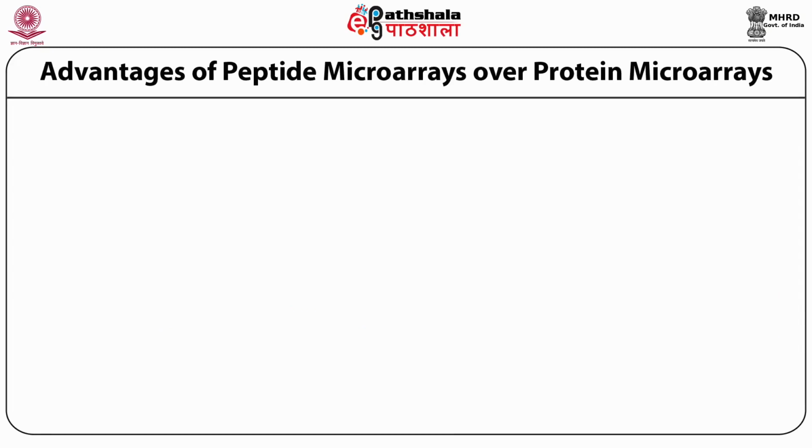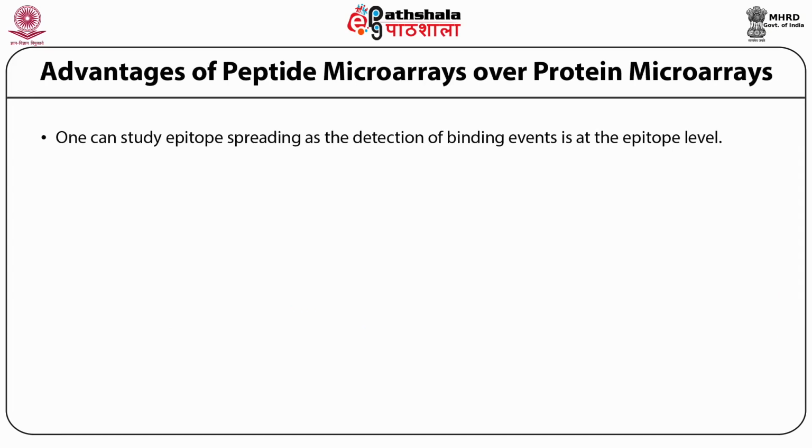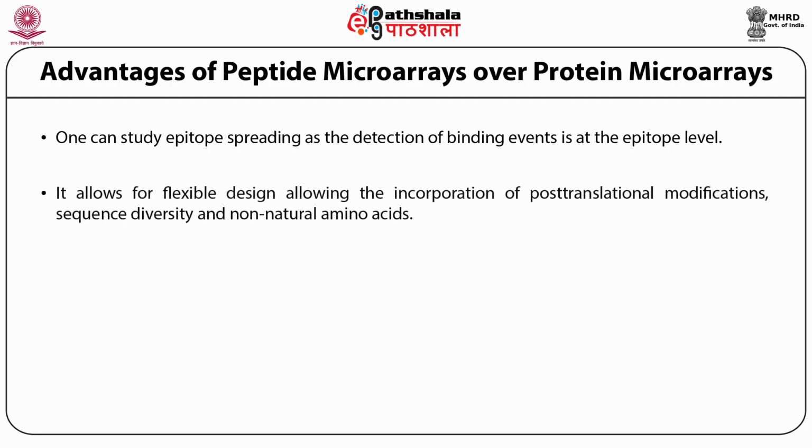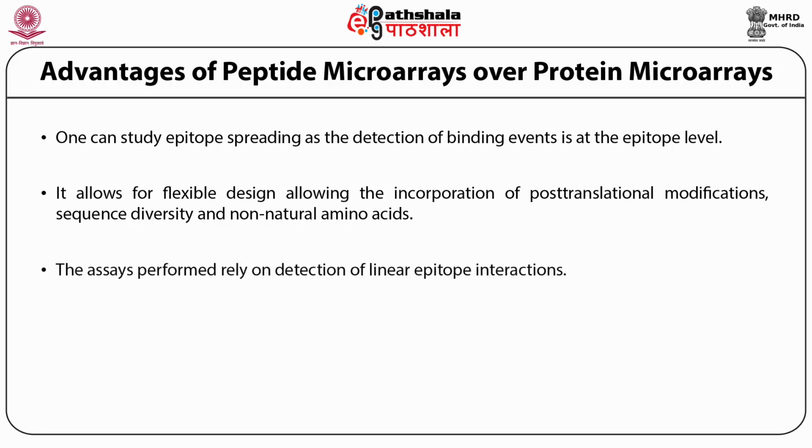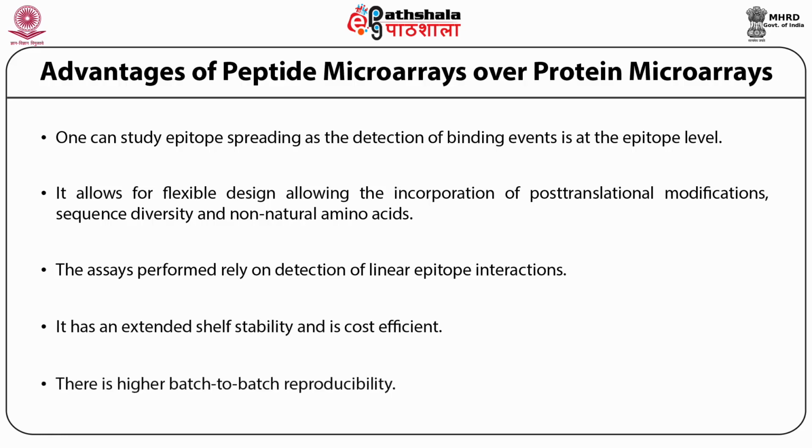Advantages of peptide microarrays over protein microarrays. One can study epitope spreading as the detection of binding events is at the epitope level. It allows for flexible design, allowing the incorporation of post-translational modifications, sequence diversity, and non-natural amino acids. The assays performed rely on detection of linear epitope interactions. It has an extended shelf stability and is cost efficient. There is higher batch-to-batch reproducibility.